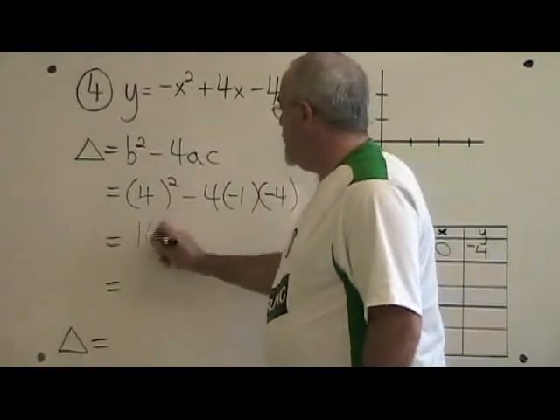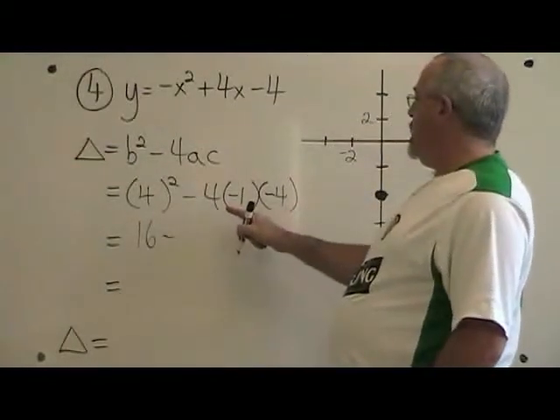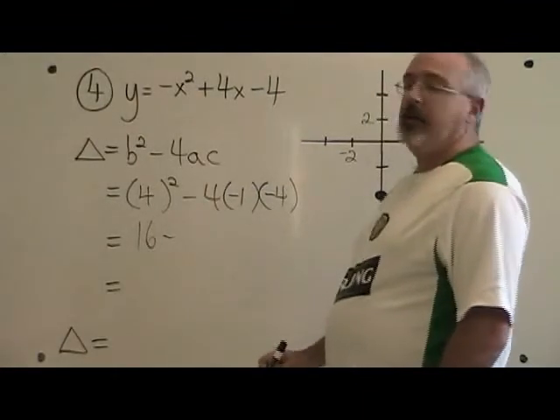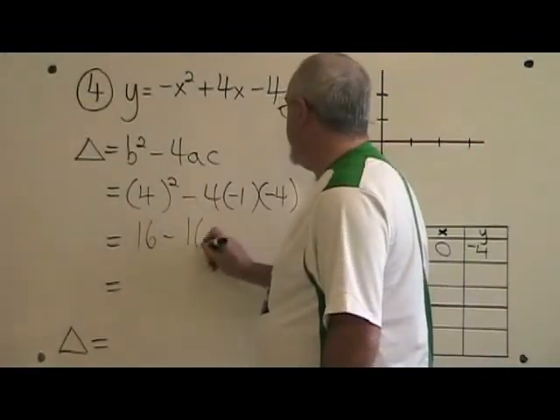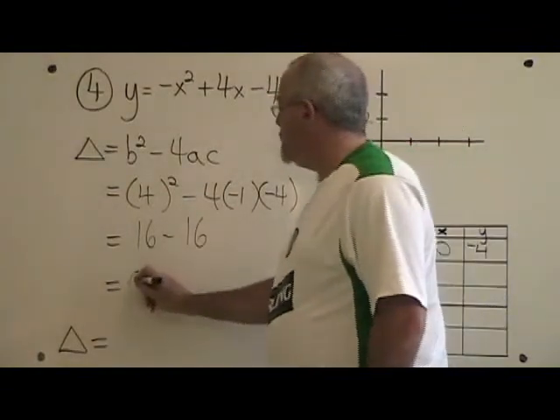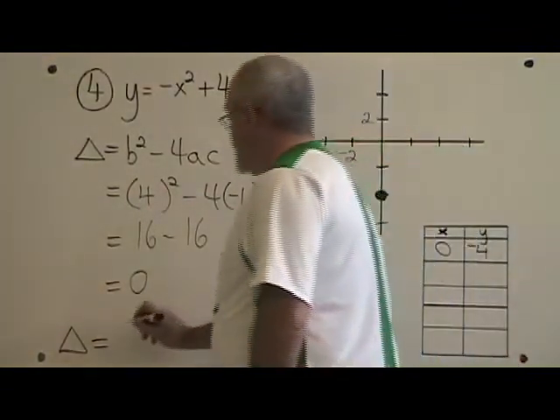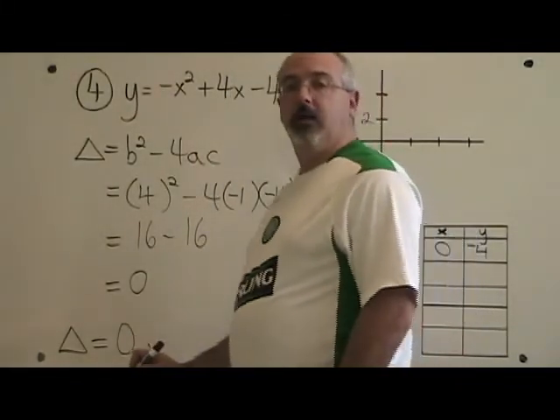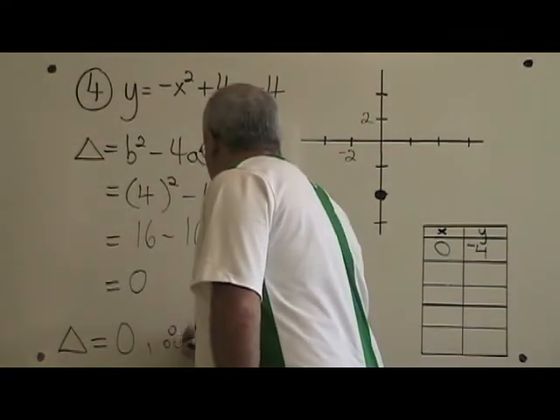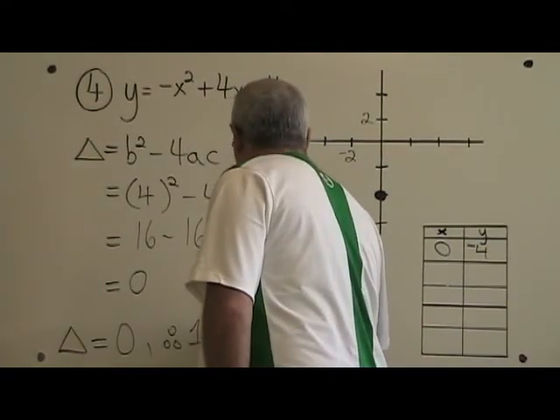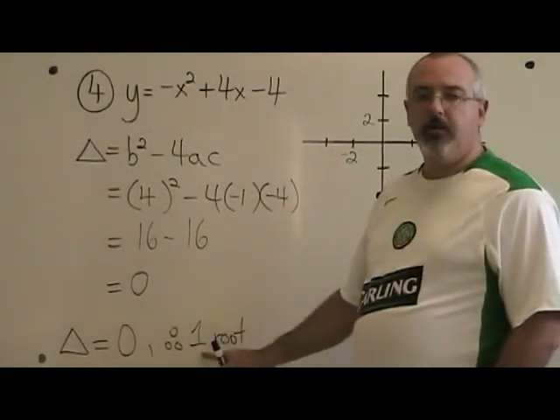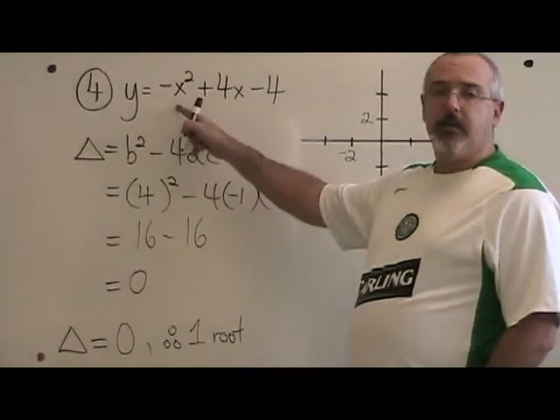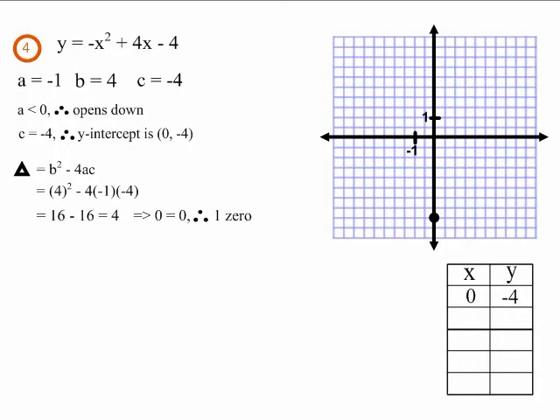4 squared is 16. And 4 times negative 1 times negative 4 is also 16. 16 minus 16 is 0. Our delta is equal to 0. And when delta is equal to 0, you have exactly one root. There is only one x-intercept, or 0, or root for this equation. This is what example 4 looks like after we find our discriminant delta.